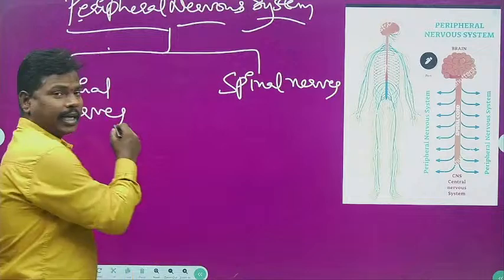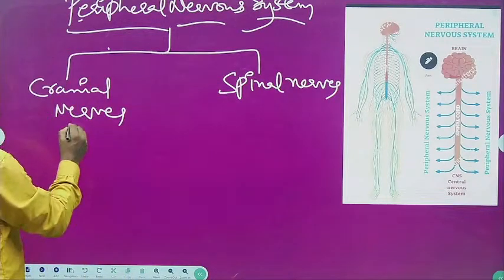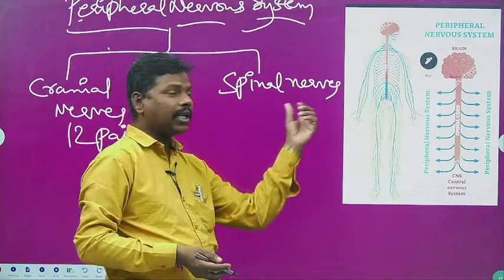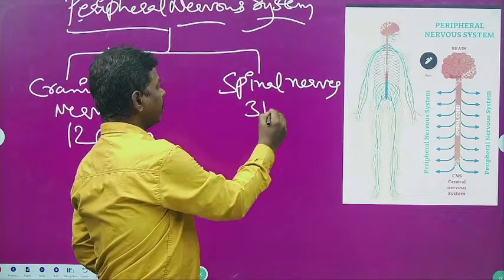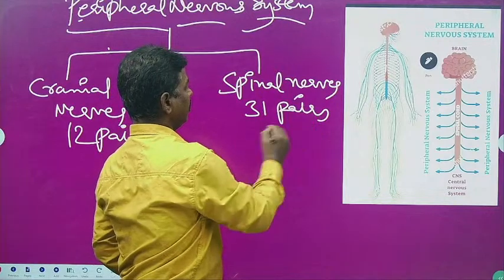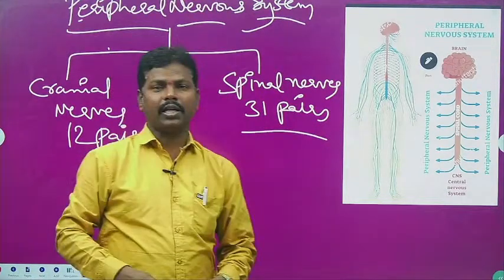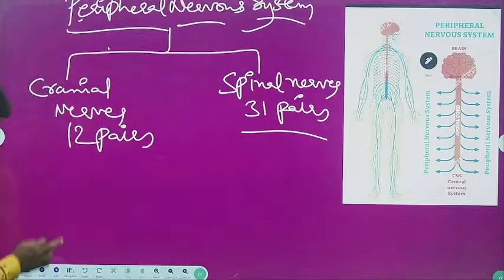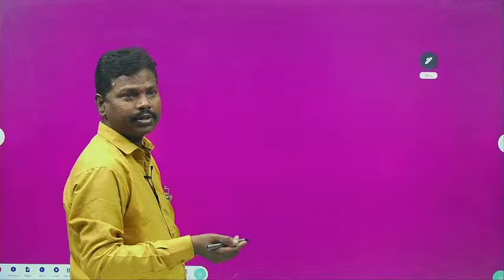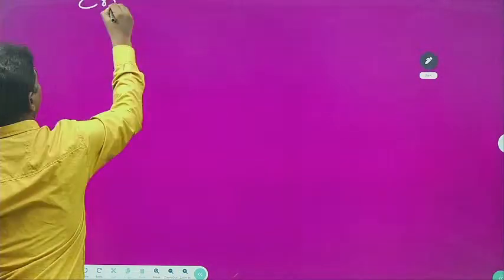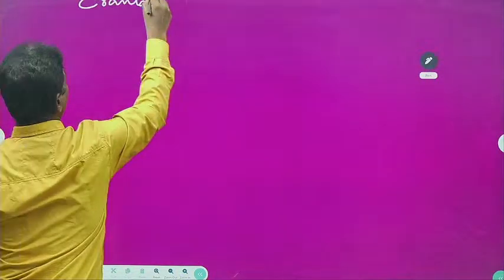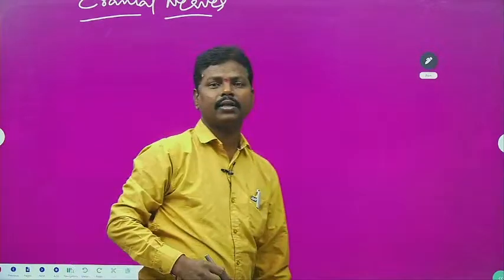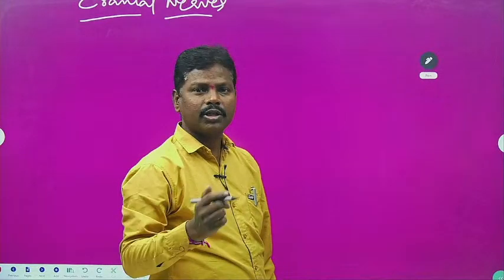Cranial nerves are 12 pairs, whereas spinal nerves are 31 pairs. Spinal nerves are 31 pairs. Now, let us see them. Cranial nerves. Total cranial nerves are how many? 12 pairs.